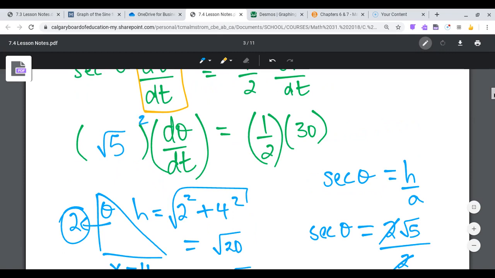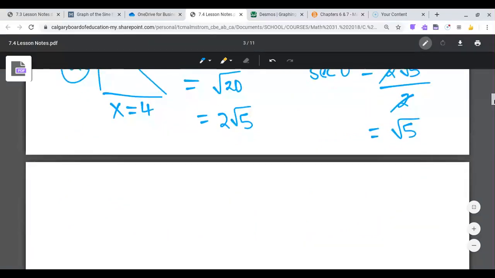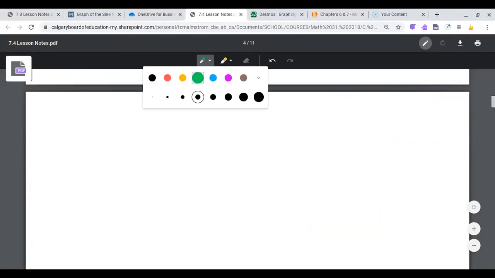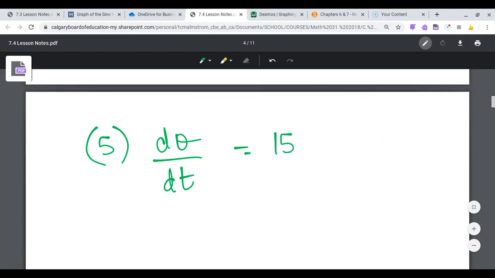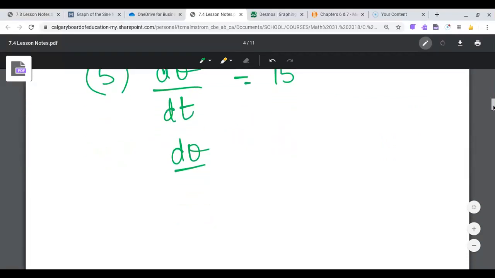Okay, so let's see now if we can isolate for d theta dt. Okay, so we have root 5 squared, which is just 5. d theta dt is equal to 1/2 of 30 is 15. And then we would divide both sides by 5. And 15 divided by 5 is 3. And my unit should be, we're working with radians per whatever unit of time, in this case was hours.